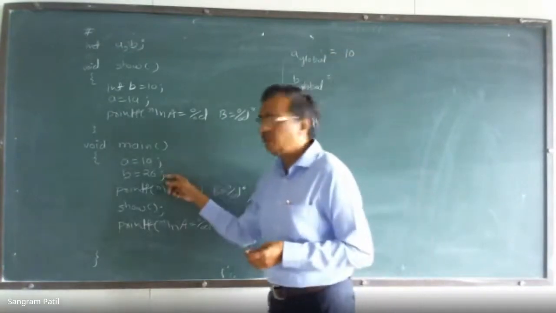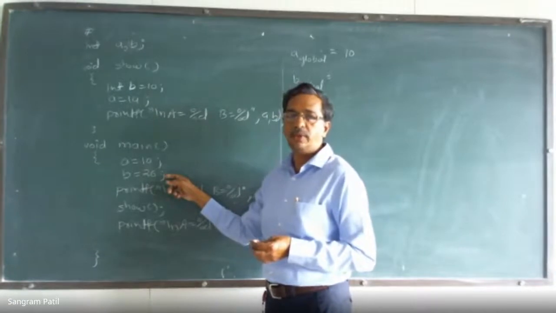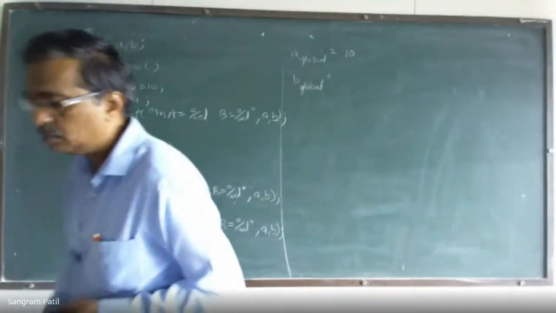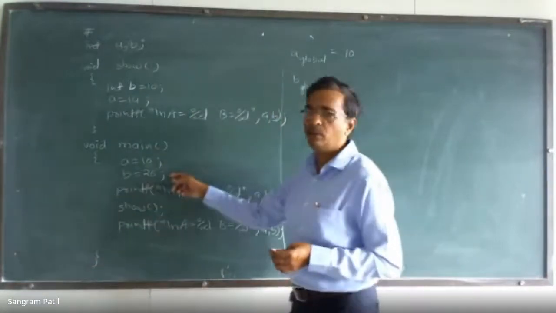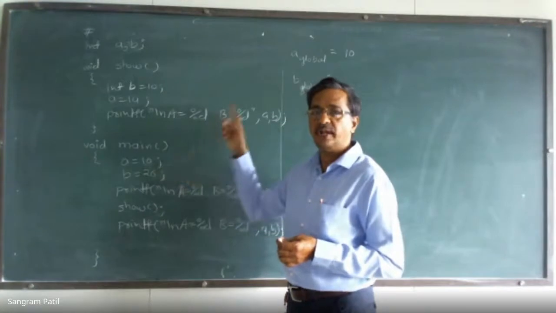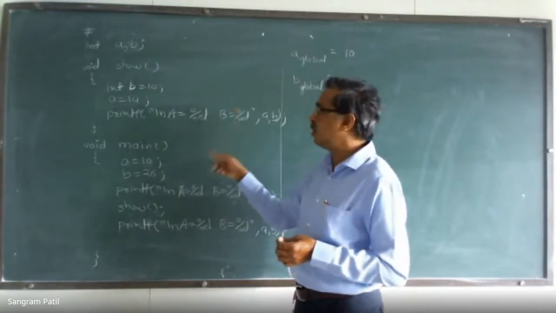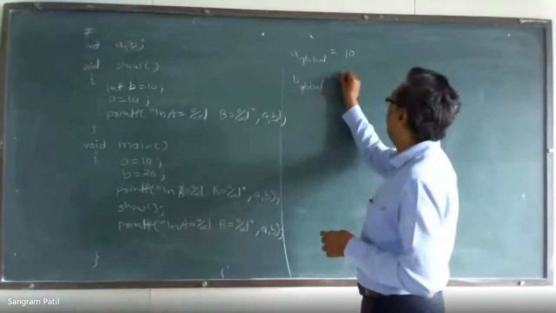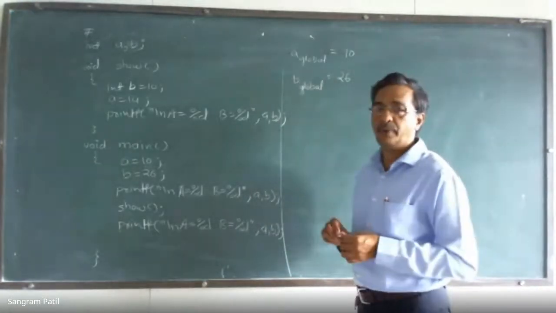Okay. Then B is equal to 26, so it will check whether B is declared as a local variable. B is not declared as a local variable, so it will check whether it is declared as a global variable. Yes, it is declared as a global variable, so it assigns value 26.